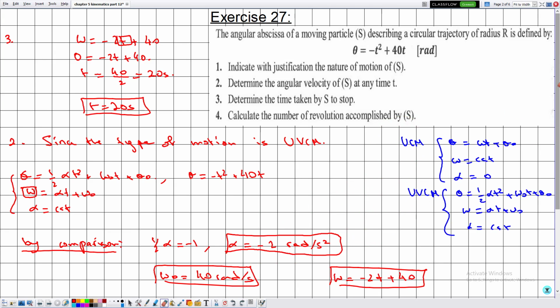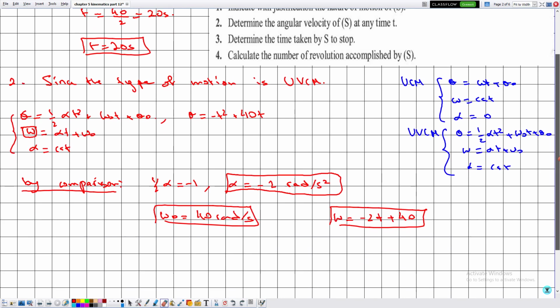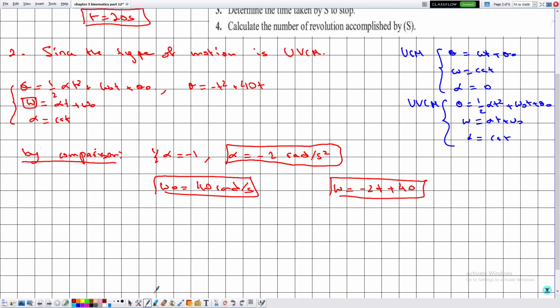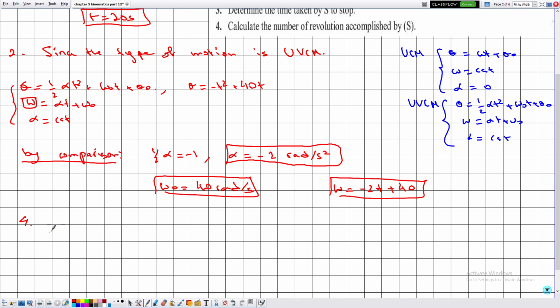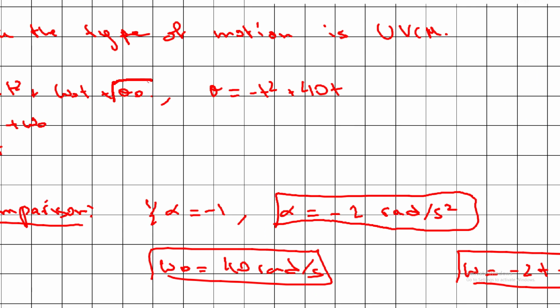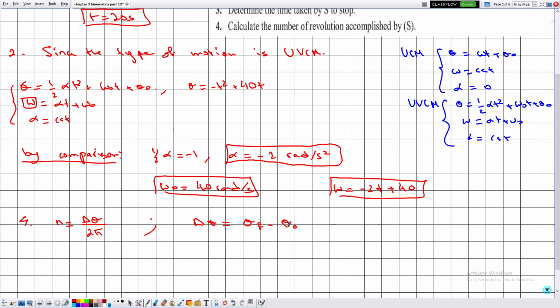So let me do this part 4 here, because I will need the above equations. Now in part 4 they are telling me to calculate the number of revolutions accomplished by S. We know that the number of revolutions is given by delta theta divided by 2 pi, in which the value of pi is 3.14. However, delta theta, which is the angular displacement, is equal to theta final minus theta initial. Comparing this with this, theta 0 is 0.